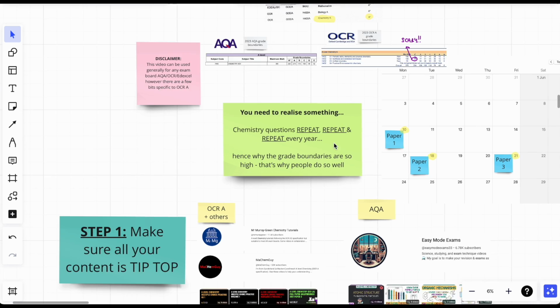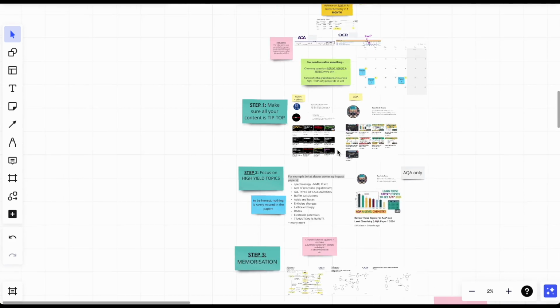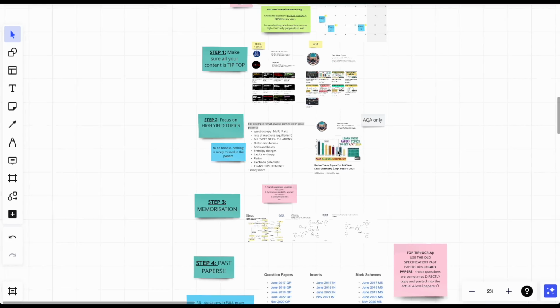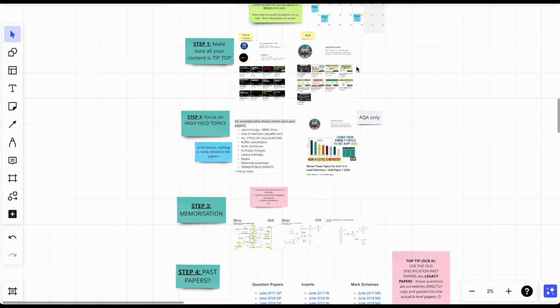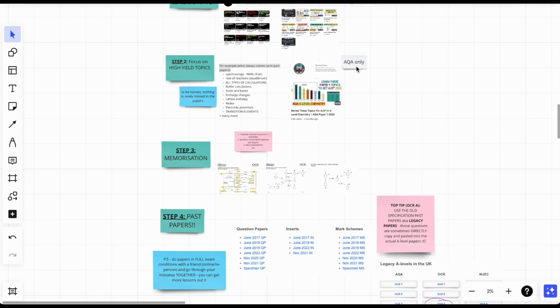So let's go into the steps. We have 4 steps. Okay, so number 1, make sure all your content is tip top. Step 2, focus on high yield topics. 3, memorization. And 4, past papers.